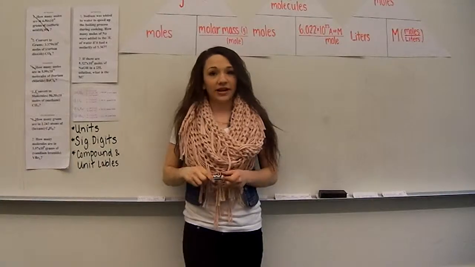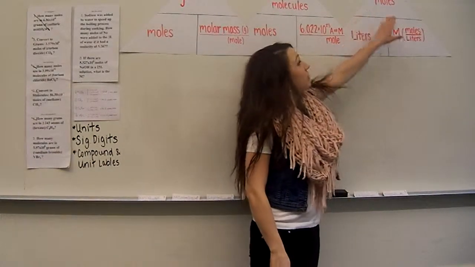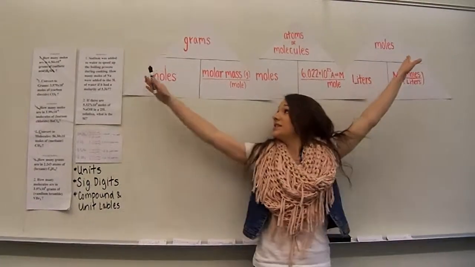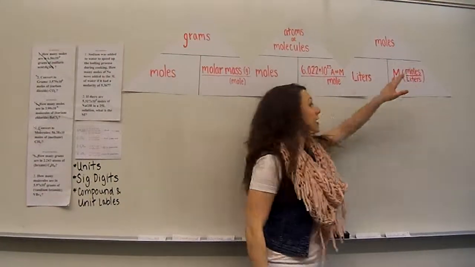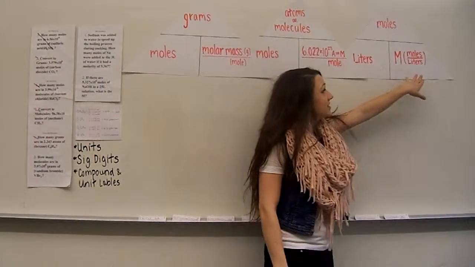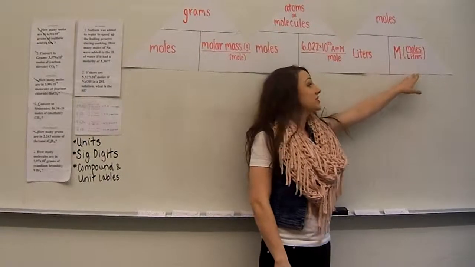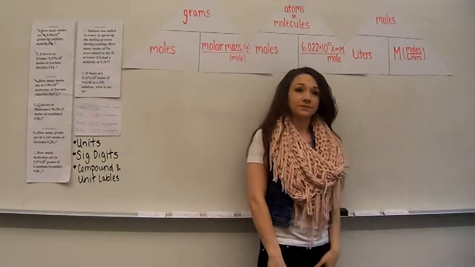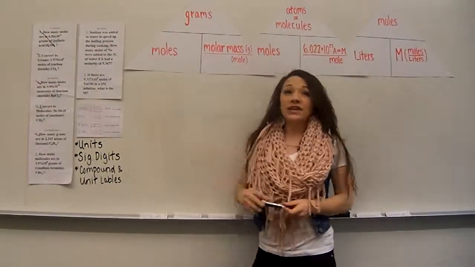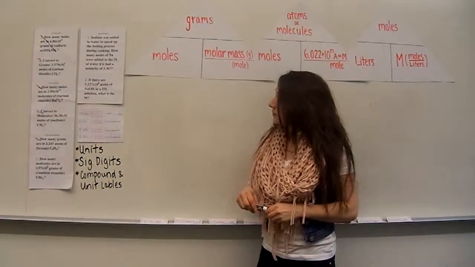Here's the third triangle I have been talking about. And for this one, we have moles on the top, which is different than the first 2 you may notice. On the bottom, we have liters, and then next to that, we have this bolded M, which stands for molarity, which is given in moles per liter. I will now demonstrate 2 problems within the third triangle individually.